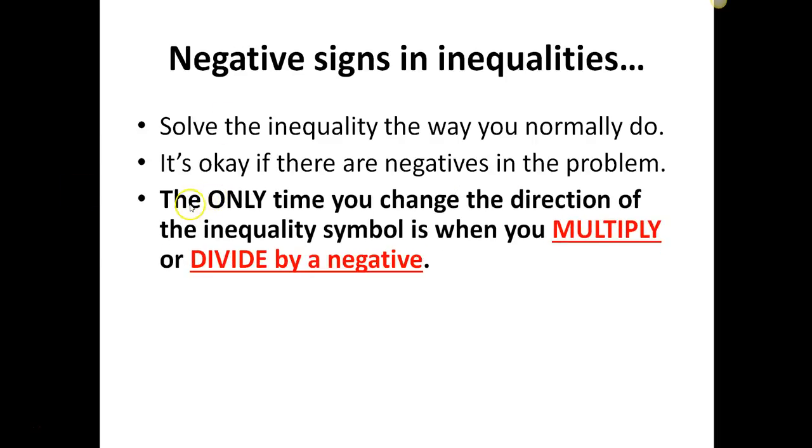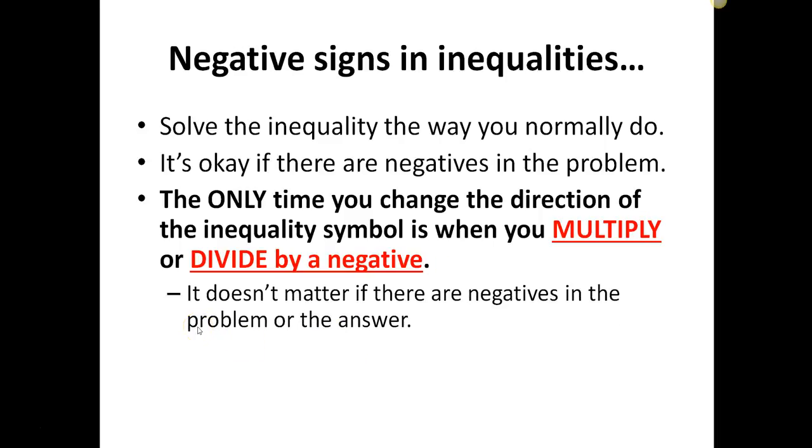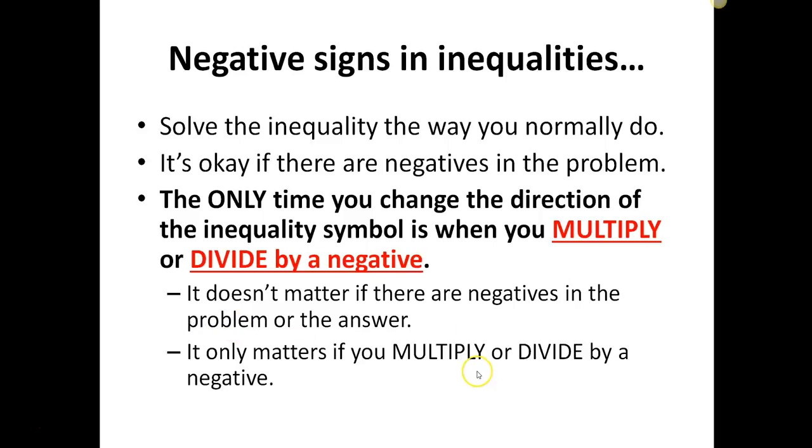Here's your trick. The only time you change the direction of the inequality symbol is when you multiply or divide by a negative. That's it. So you'll change the direction. So if it says less than at the beginning and you go, oh, I needed to multiply by a negative, then you switch the direction to the opposite way. So again, it doesn't matter if there are negatives in the problem or the answer. The only time you change the direction of the inequality symbol is if you multiply or divide by a negative. So let's give this a shot.